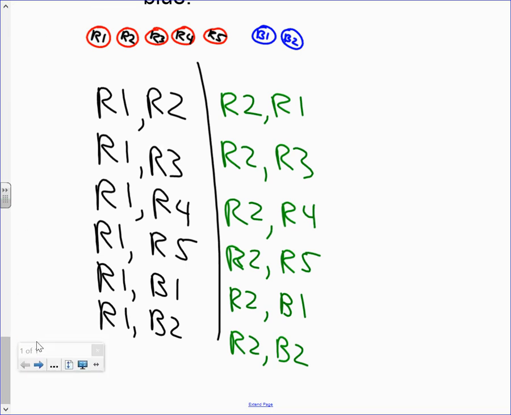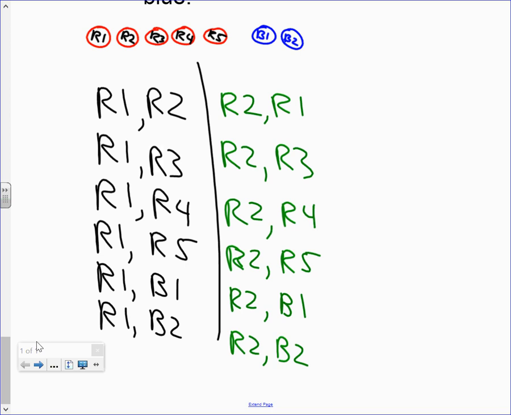Right, so look at this. 1, 2, 3, 4, 5, 6. There's 6 outcomes per marble. And then how many marbles? There's 7. 6 times 7, 42. So it would be 42. Make sense?